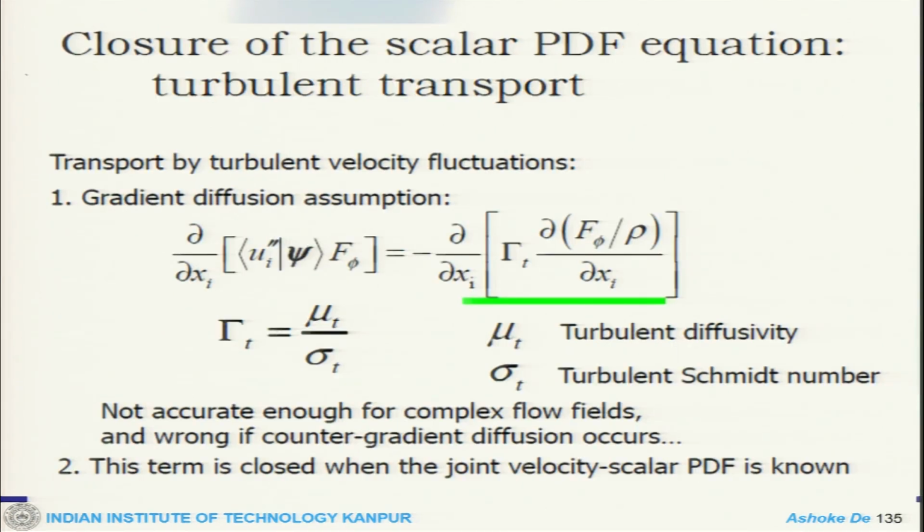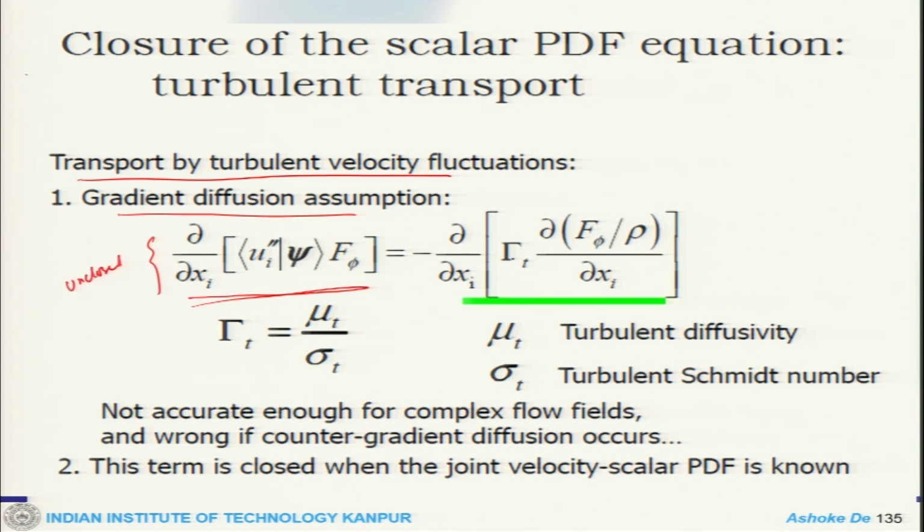Now, we can look at the closure form of the scalar PDF equation. We are looking at the terms on the right hand side. These are the terms that we talk about, this right hand side term, and there is one term which is transported by the turbulent velocity fluctuation. So, we use the gradient diffusion assumption and we write this term, which is unclosed.